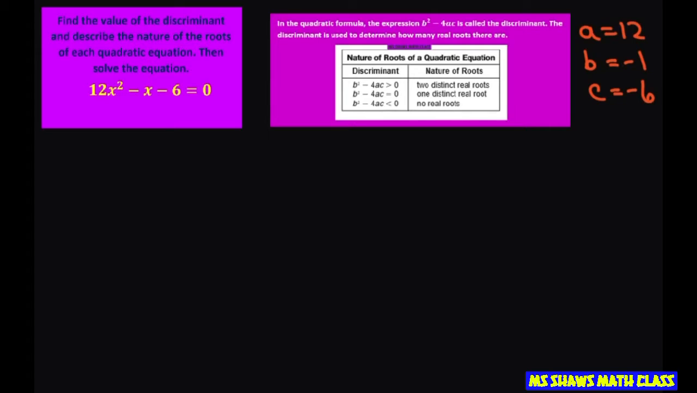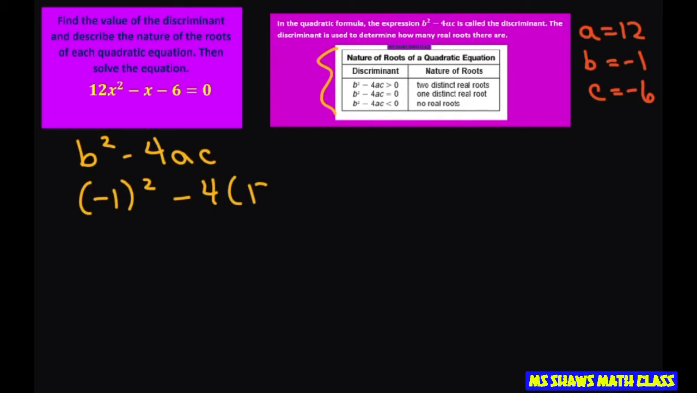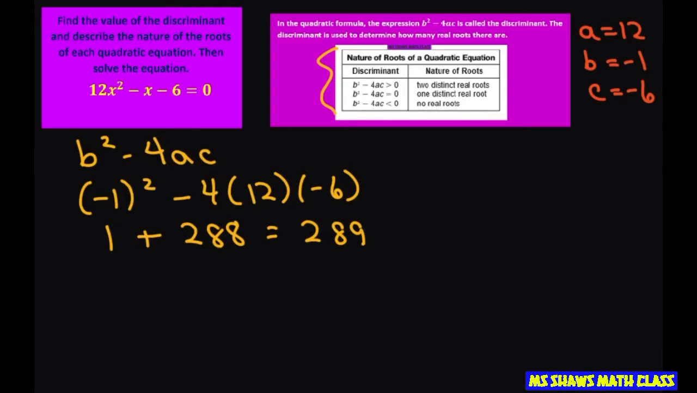So what we're going to do is look at our formula here and see if it's positive or negative or 0. So let's plug in. We have -1 squared minus 4ac. So this will be 1 plus 24 times 12, which is going to be 288. So this equals 289. Clearly, this is a positive number.